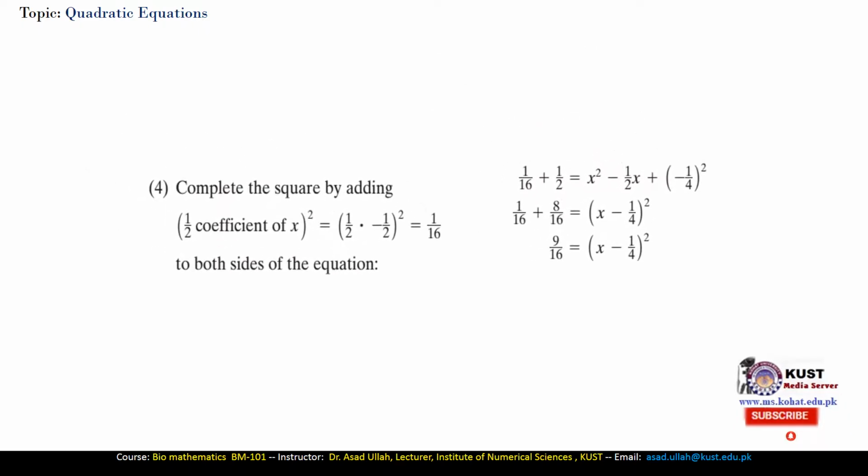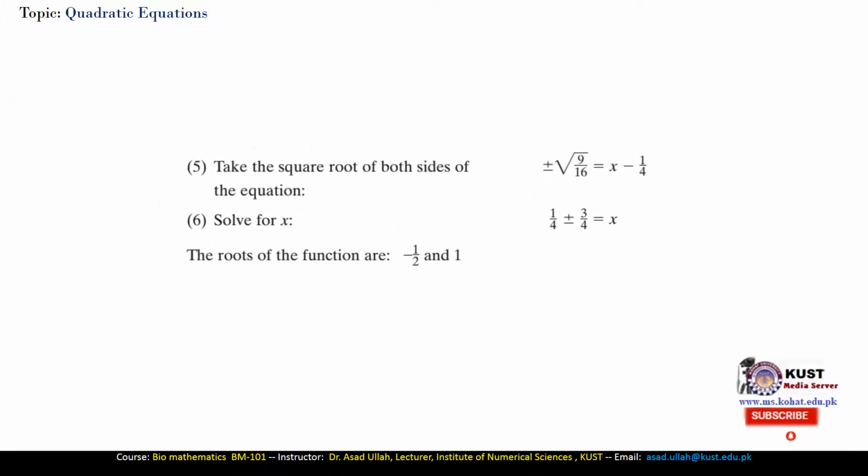Now to complete the square, in step 4 we add 1 over 2 times the coefficient of x, whole square, on both sides, that is 1 over 16 in this case. So adding 1 over 16 to both sides, we get 1 over 16 plus 8 by 16. The left hand side is a complete square, that is a square plus b square minus 2ab, which is equal to x minus 1 over 4 whole square. After simplification, we get 9 by 16 is equal to x minus 1 over 4 whole square.